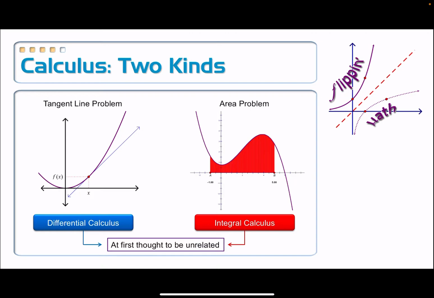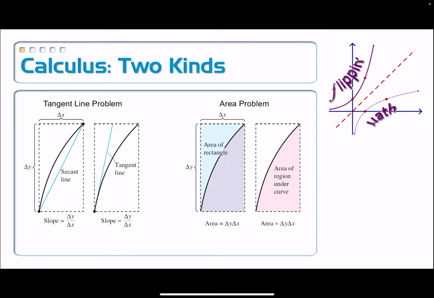Here, take a look at it like this. Okay, so for the tangent line problem, we start with a secant line as an approximation for the tangent line. And to find the slope of a secant line, you divide delta y by delta x, right? And when you take the limit, of course, that turns into dy dx, which is our derivative, okay? So you're dividing there.